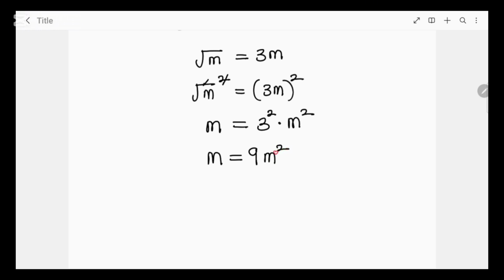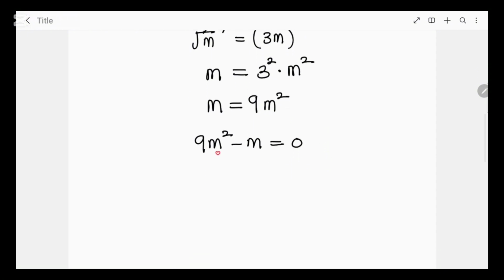Now let's move everything to one side. When I move m to the right hand side, we're going to have 9m squared. As m crosses, it becomes minus m. Now leaving behind nothing on the left, so we're going to be equating that to 0. Now notice something, that m is common on the left. So we can factor out m. Now open bracket. So 9m squared divided by m, I'm going to have 9m minus. Now m divided by m is 1. And this is equal to 0.